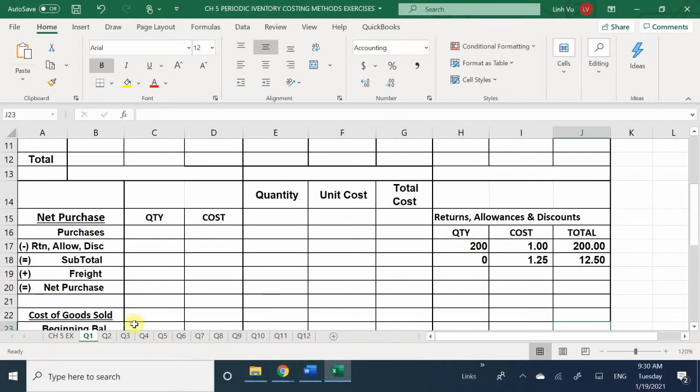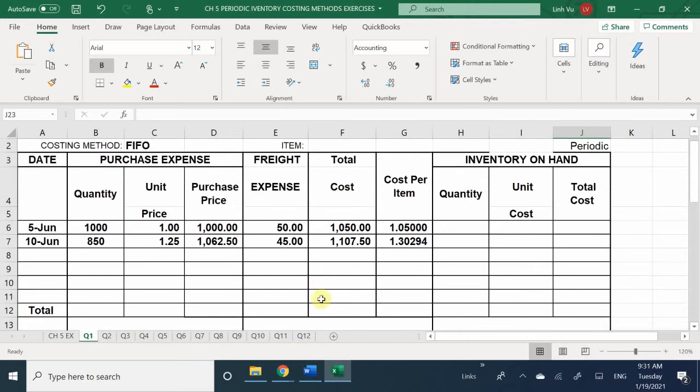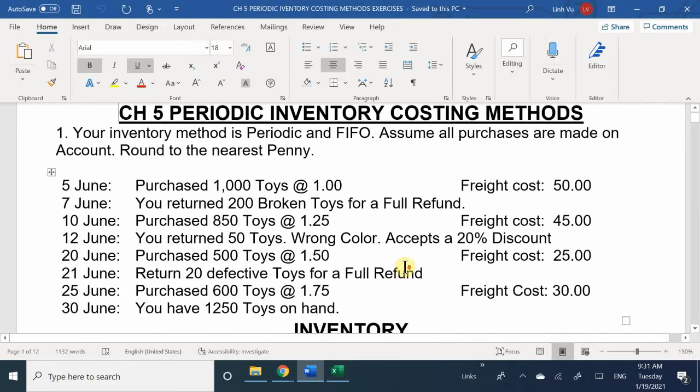Good. So now that we completed the journal, we completed the inventory worksheet. Let's see what happened next. Then on June 20th, we purchased another 500 toys at $1.50, with the freight costing you $25. So, what are we going to do with this? You want to journalize, or you want to go to the inventory worksheet? We're going to journalize it first.